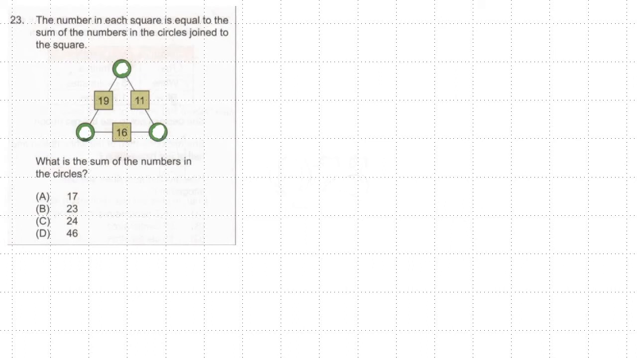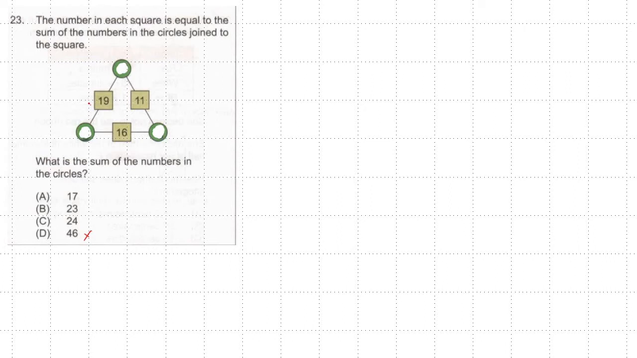Okay, for this question, the answer you actually gave me is D. This answer that you gave me is actually wrong. Okay, let's work out how this question works. The number in each of the squares is equal to the sum of the numbers in the circles joined to the square. Which means that this number is this one add this one. This number is this one add this one. And this number is this one add this one. Hope you get this right.